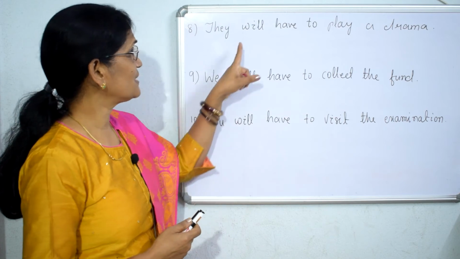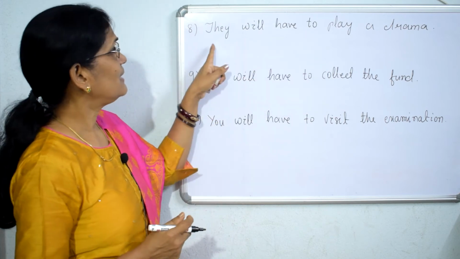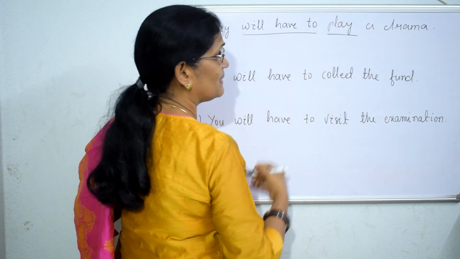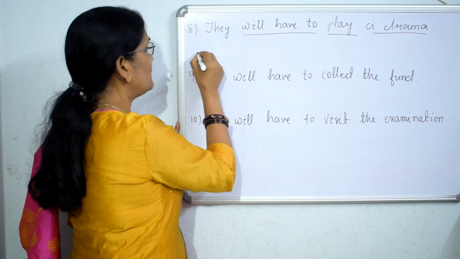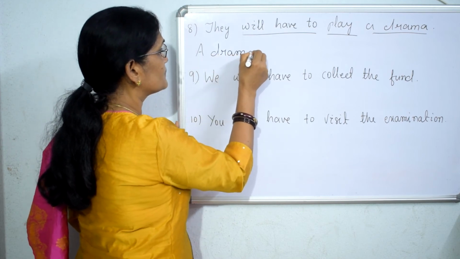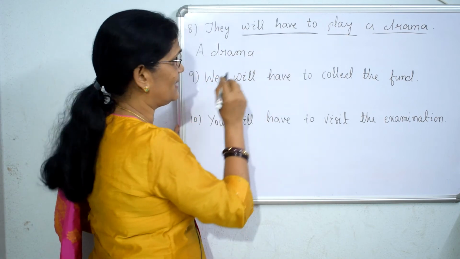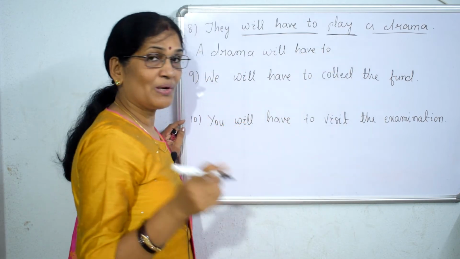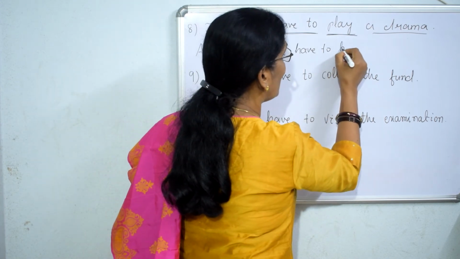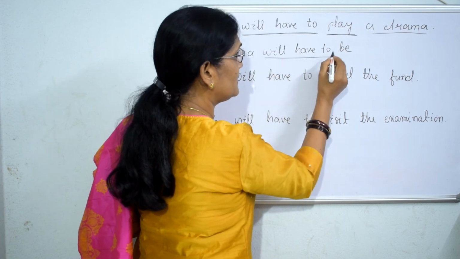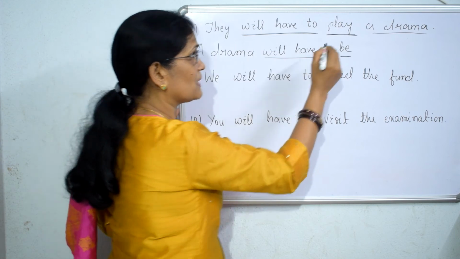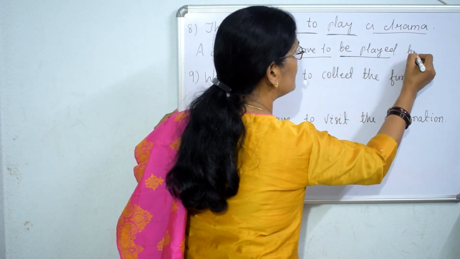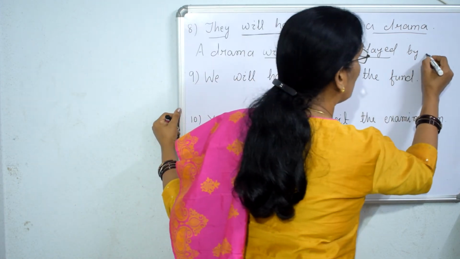Let's see voice change using will have to. They will have to play a drama. Play is the verb. Play what? A drama. So a drama will have to be written here. Then the be verb is added as be, and played is the past participle of play. Play, played, played. Be played by them.